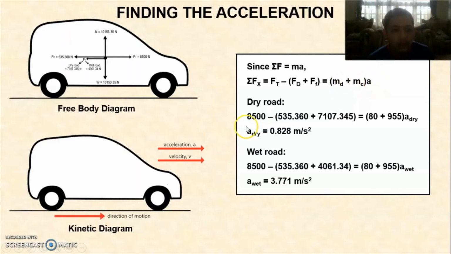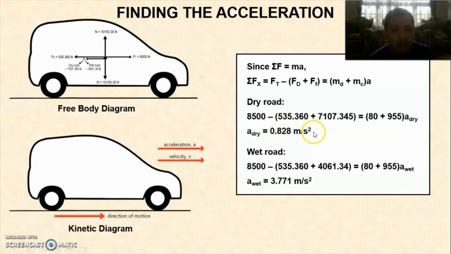So we just put in the information and the values we have. Thrust force is 8,500 Newton minus drag force 535.36 Newton plus friction force 7,107.345 Newton equals mass of the driver, which is 80 kg, plus mass of the car, which is 955 kg, times the dry acceleration. So the acceleration on the dry road, we get 0.828 meter per second squared.